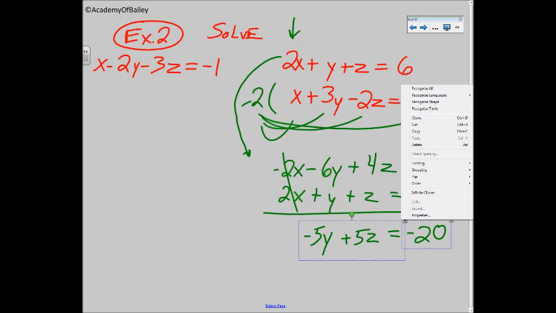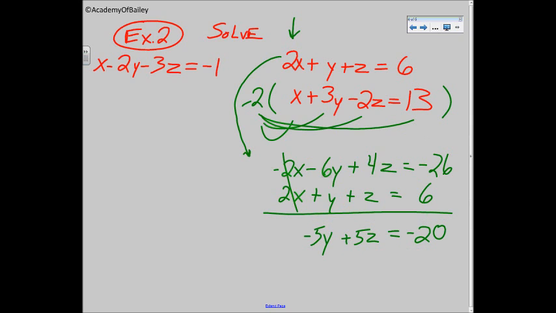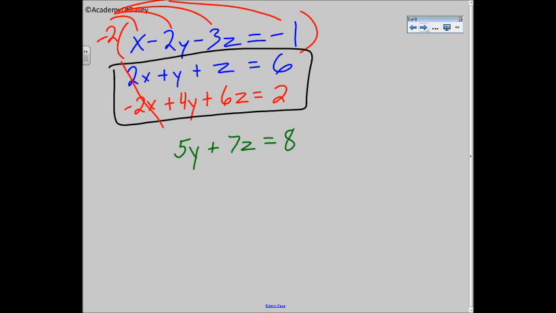And so now we have this equation with 2 variables in it. x is gone. We have y and z there. So we're ready to go. And didn't we already talk about if you could solve the two variable systems, you were going to do okay with the three variable systems? And this is where we're at.